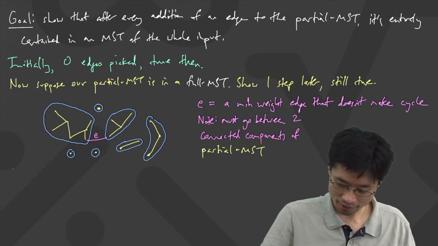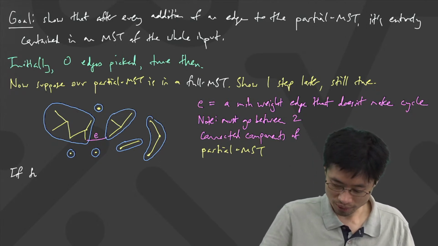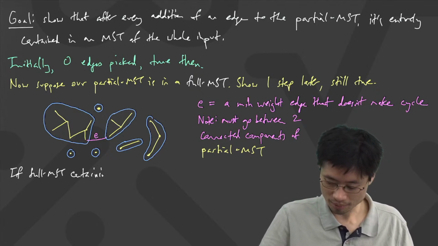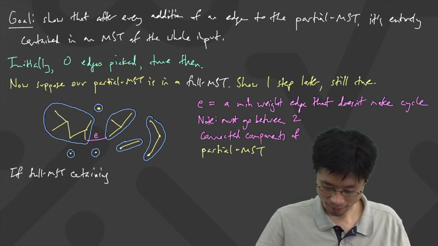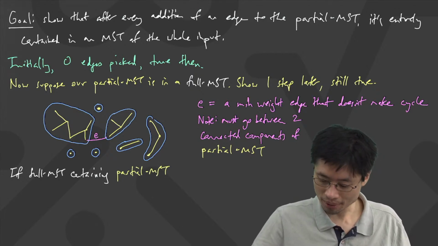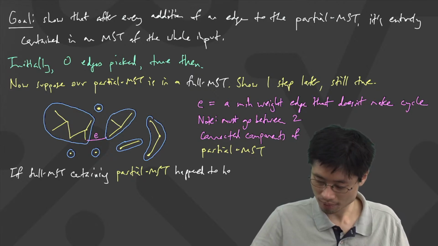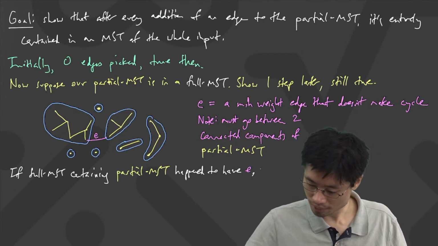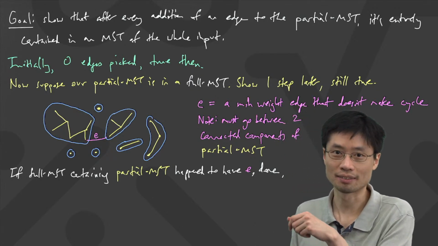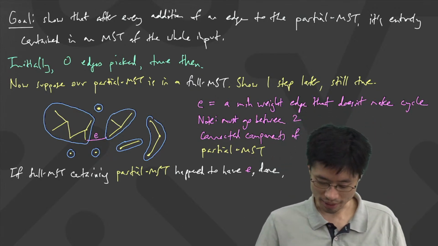So I'll write, if the full MST containing the partial MST happens to have E, then you're done. So we only need to do the other case. What if it didn't have E? So what does the other case look like?